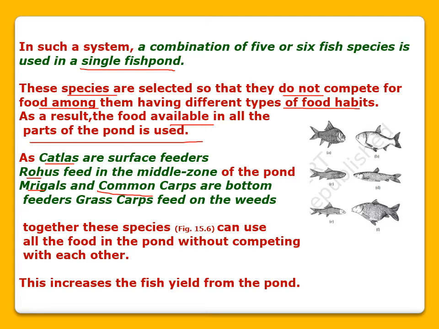Okay, so this is composite fish farming, and that is very beneficial because different types of fish can be cultured in the same pond. Together, these species can use all the food in the pond without competing with each other. So all these fish stay at different layers in the water and they eat the food whatever is available at their level. They do not go into other zones. So this type of system increases the fish yield from the pond.